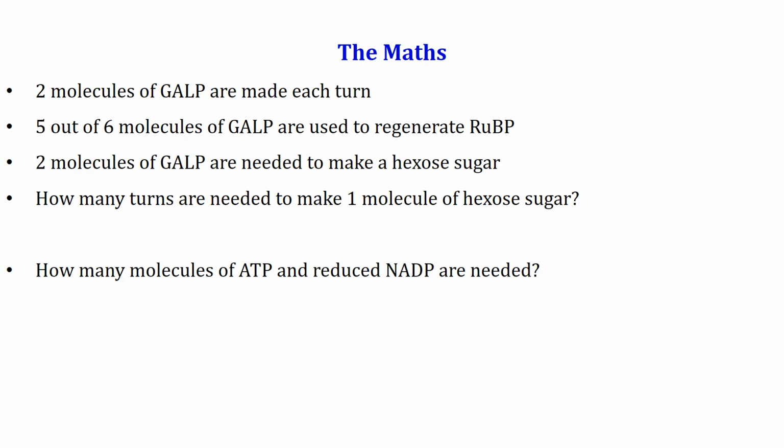Alright, now let's get into the maths of the Calvin cycle. This part is really important because it helps us understand just how much energy is needed for a plant to make even one sugar molecule. Each turn of the Calvin cycle produces two molecules of GALP. But remember, 5 out of every 6 GALP molecules are recycled back into RuBP to keep the cycle going.